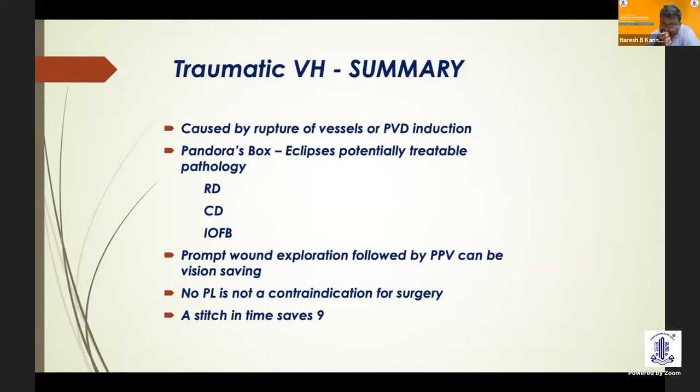The last and final thing which I want to tell is that all our trauma cases, irrespective of age group, we take under general anesthesia because we don't know how long we are going to operate. All our cases of trauma, except for small foreign bodies which we can see with indirect and which are not going to be that difficult, are taken under general anesthesia. That is our dictum. And with that, I would like to conclude.